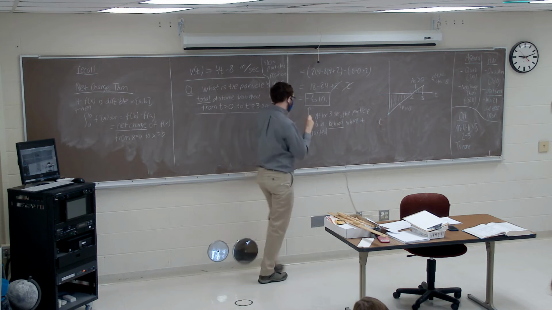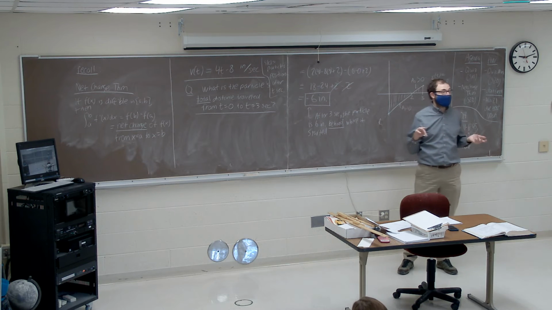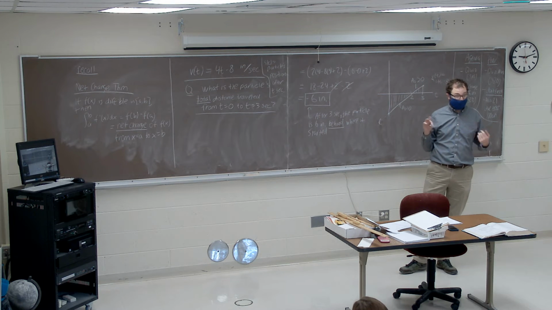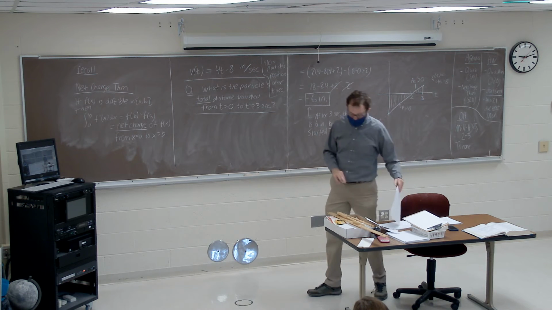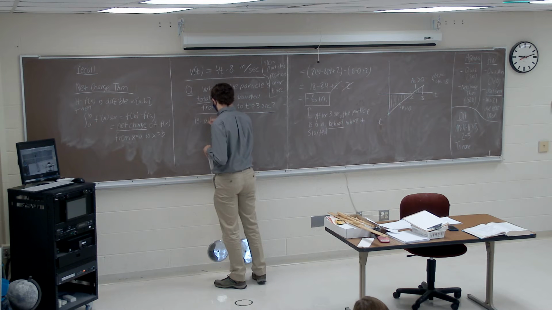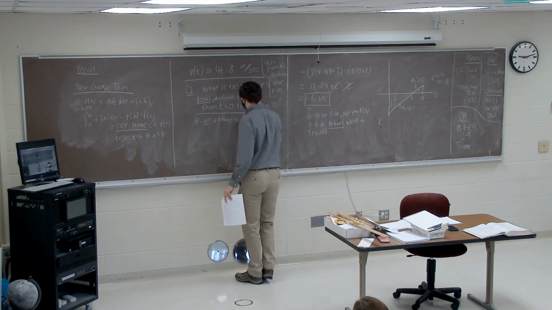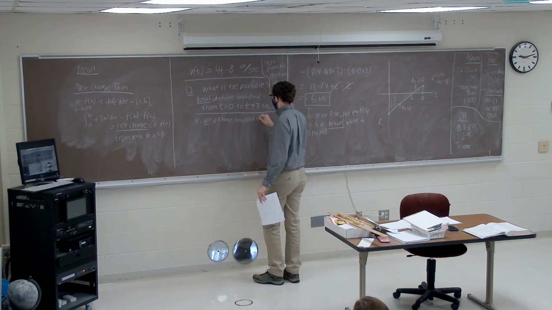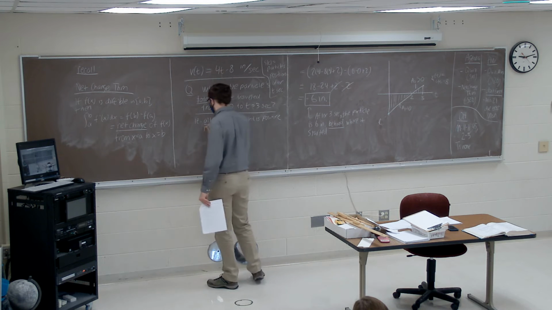By total distance, I mean we're going to treat all distance traveled as being positive distance. If we're going forwards, we consider that positive distance traveled. If we're going backwards, we also are going to consider that to be positive distance traveled. So all distance traveled is positive regardless of direction.